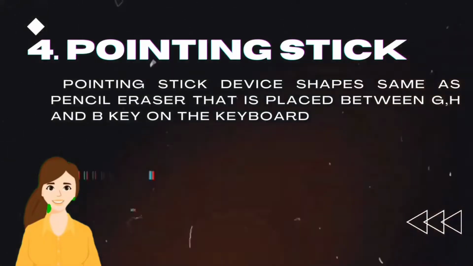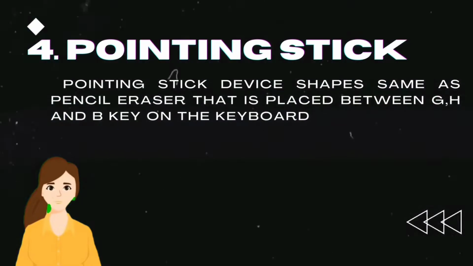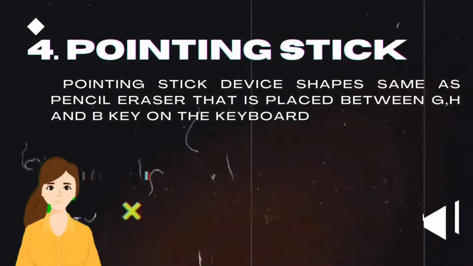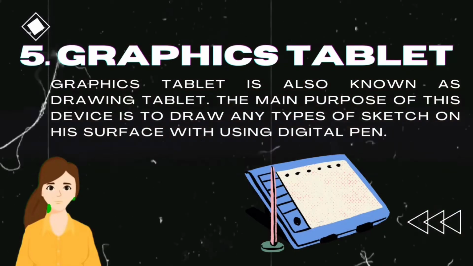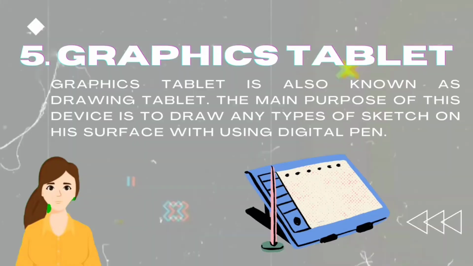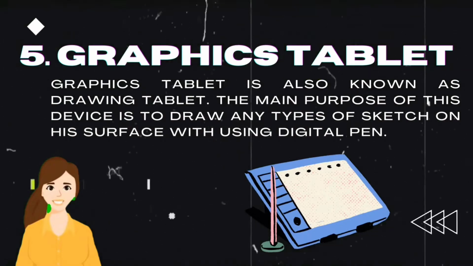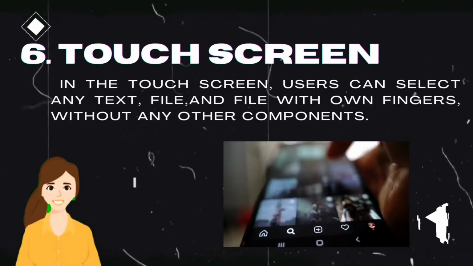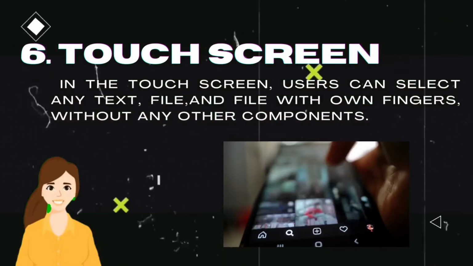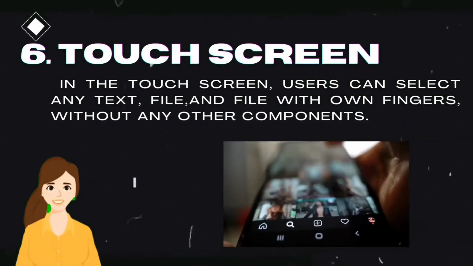Pointing stick. A pointing stick is shaped like a pencil eraser and is placed between the G, H, and B keys on the keyboard. Graphics tablet. A graphics tablet is also known as a drawing tablet. The main purpose of this device is to draw any type of sketch on its surface using a digital pen. Touchscreen. In touchscreens, the user can select any text or file with their own fingers without any other components.